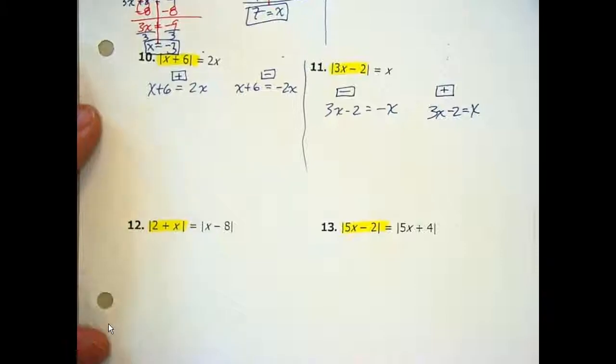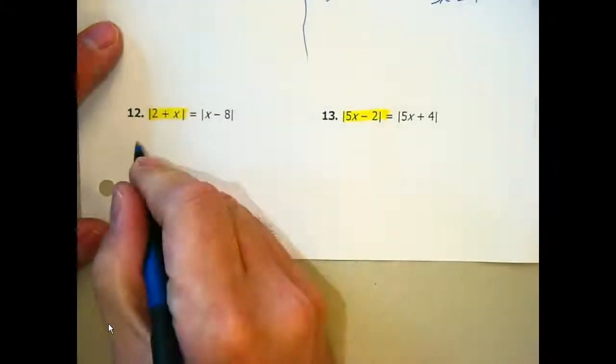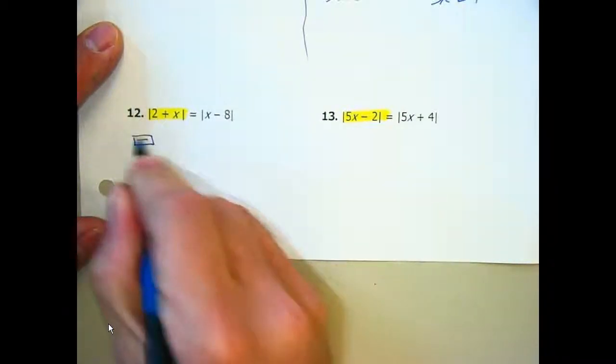Okay, number 12. Go ahead and tell your neighbor what the positive case is going to be and what the negative case is going to be. Positives on the left, negatives on the right.